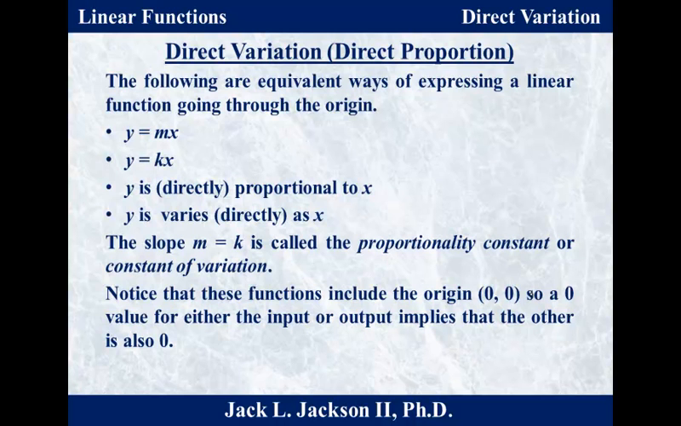So we say y varies directly as x, or just y varies as x, means y equals some constant times x. y equals kx, y equals mx, write it either way, same thing. k or m is a specific constant. y is proportional to x, or y is directly proportional to x, is another way of saying the same thing. So the k, which is the slope in this case, is the proportionality constant, or the constant of variation. And these particular ones are going to include the origin.